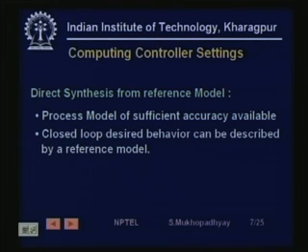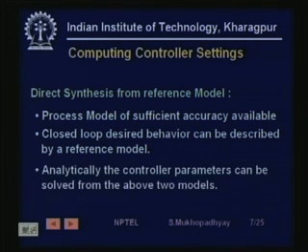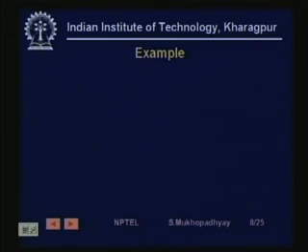You have closed loop desired behavior that can be described by a reference model, and if you have these two conditions satisfied, then analytically the controller parameters can be solved from the above two models. How? So we have an example.